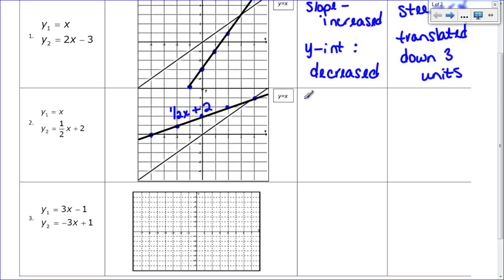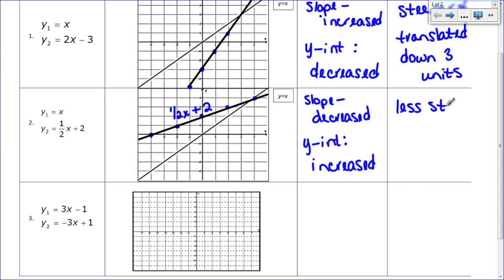And so again, what changed? My slope definitely changed. My slope this time went from 1 to 1/2, so it decreased. And then my y-intercept increased because it went from a y-intercept of 0 to a y-intercept of 2. If I look at what happened to this graph, my new graph is less steep than the old one, so it's flatter. I made that slope get smaller, so I made my graph less steep. And my starting point, my y-intercept, translated up 2 units. So this one is also translated up.